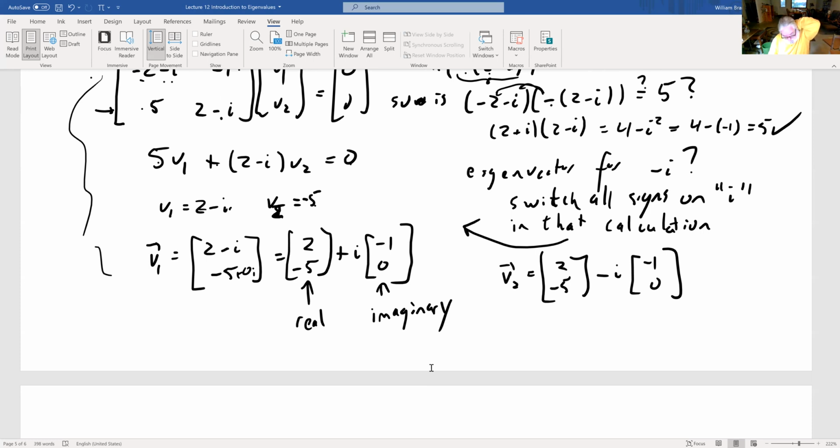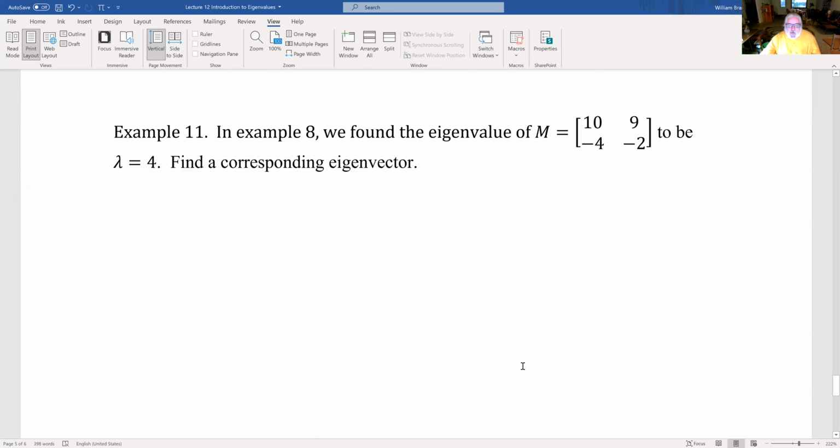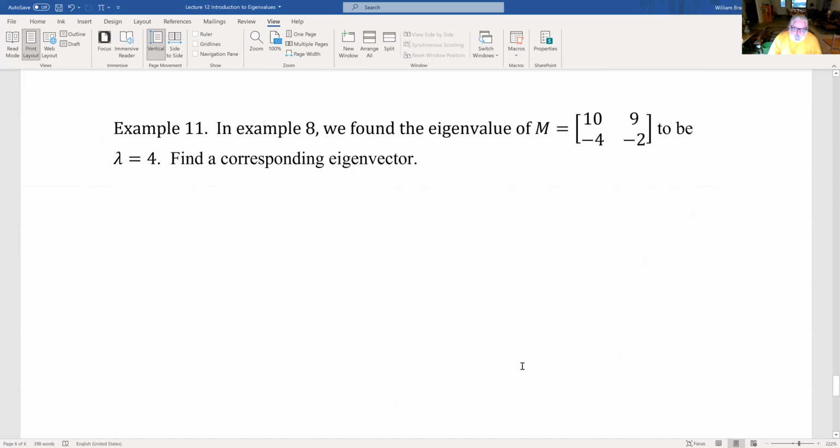And those will be very useful when it comes to solving systems of differential equations that have complex eigenvalues. But the procedure is just the same. i is a number. It works the same as anything else. It's just got a little quirk that i squared equals -1. And so finally, here's an eigenvalue. Can we find a corresponding eigenvector?